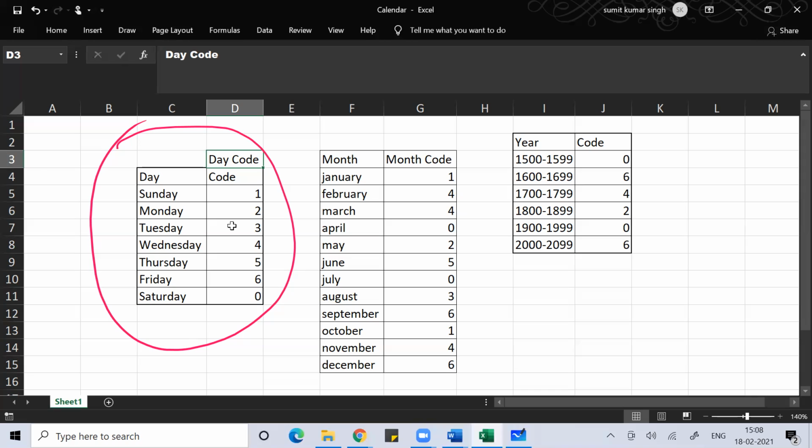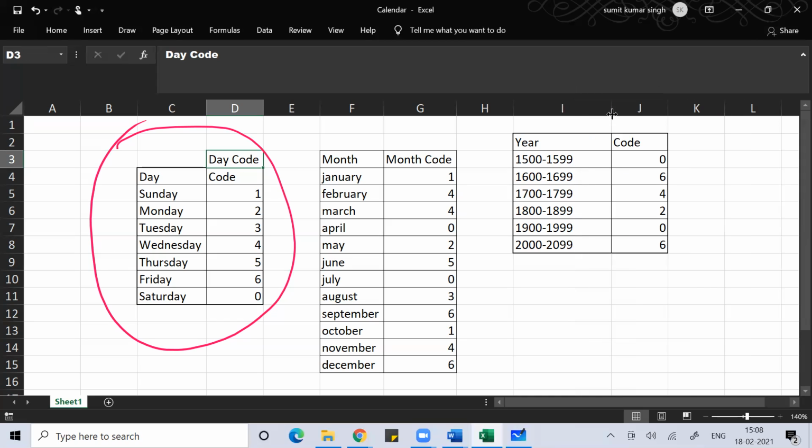And then this is your year code. You can remember this as a year code. 1500 to 1599 code is 0. 1600 to 1699 the code is 6. 1700 to 1799 code is 4. 1800 to 1899 the code is 2. 0642, 0642, that keeps repeating.